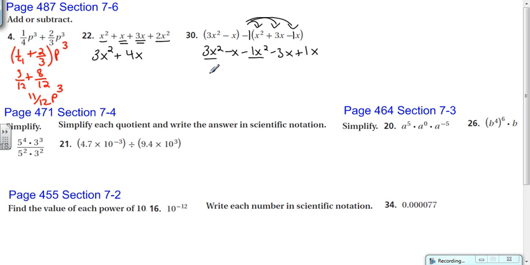So 3x squared minus 1x squared is 2x squared. -x and -3x, same signs, add, so that's going to be -4x. Plus 1x, so I'm actually going to have 2x squared minus 3x, because different signs subtract.